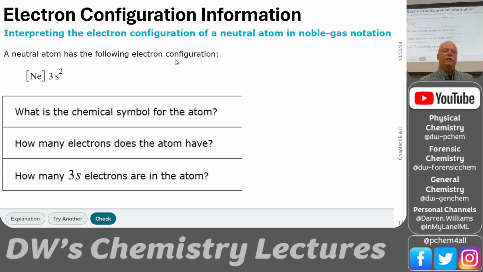This neutral atom has this electron configuration, Ne 3s2. What's the chemical symbol for the atom? Once you get it with the periodic table, these are super easy. So what is the 3s2? There's row 3, 1, 2. What's the second element? Magnesium, Mg.